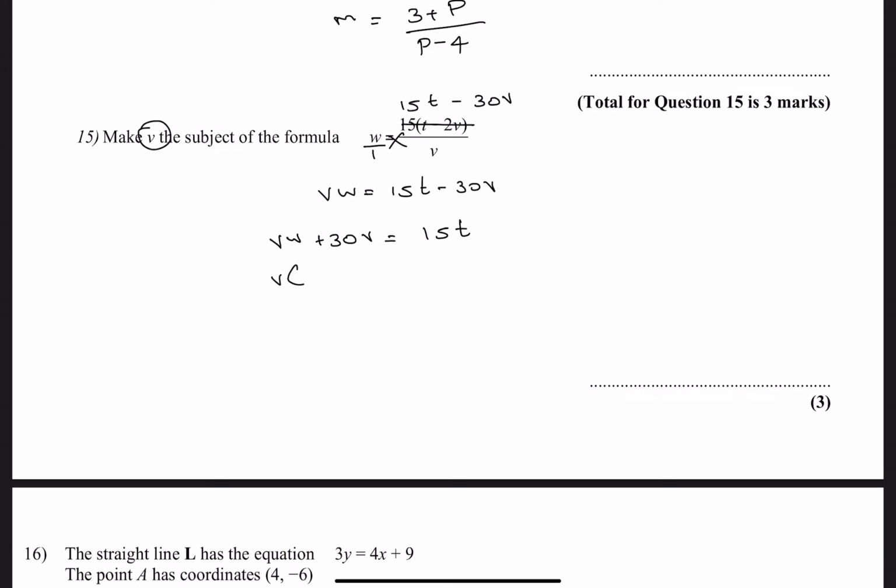Take the v and factorize it: v times (w plus 30) equals 15t. So v is 15t over w plus 30, and that's the answer. Alright, moving on, next one.